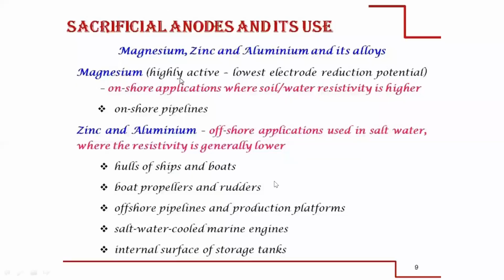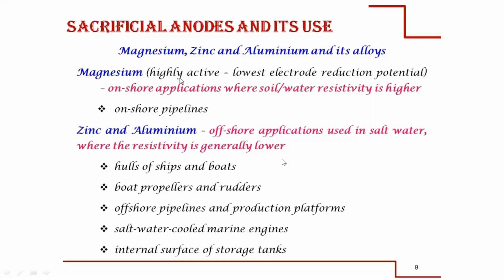So we'll see the sacrificial anodes and their uses. Magnesium, zinc, and aluminum are more active metals compared to other metals in the galvanic series. Among these three metals, magnesium has the lowest reduction potential. Because of this, we use magnesium as a sacrificial anode in onshore pipeline applications, where soil resistivity or water resistivity is higher. Why do we use magnesium in onshore applications? Because magnesium is very active and at the same time has a low reduction potential, whereas zinc and aluminum are used in offshore applications, in saltwater, where the resistivity is generally lower.